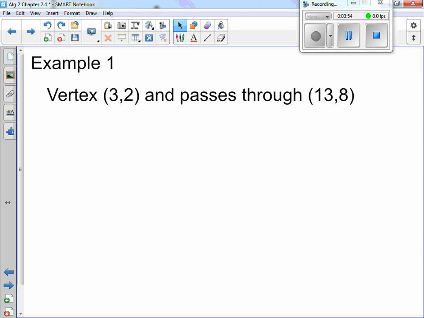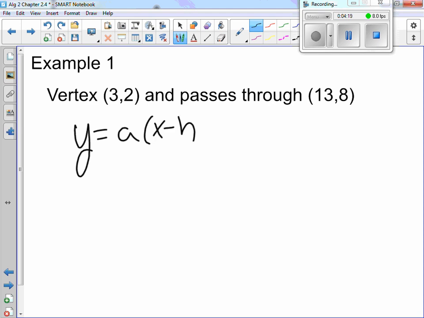Now, question 1, first step: which type are we going to be using for this? So what did they tell us? They told us the vertex is 3, 2, and it passes through the point 13, 8, yes? So looking at those two equations, which one uses a vertex? Y equals, yes? So that's the equation we have. Circle that one, because that's what we're going to be using. That's part 1. We're just going to circle that. I'm going to write it down. Part 2: what are the variables that we're using in the general equation?